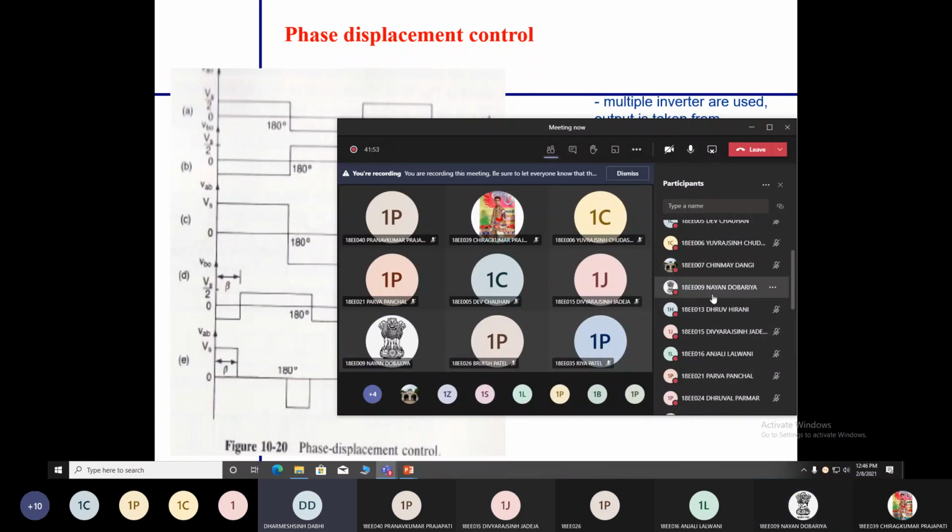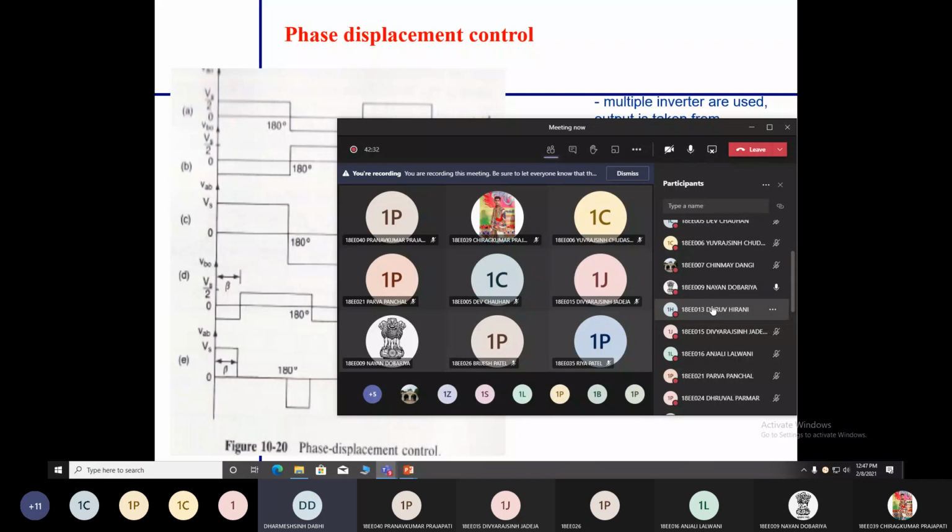Give me just the name of the technique which we use for the harmonic analysis. FFT. FFT analysis. Okay, very good. Now tell me in which method the harmonics are less. Particularly lower order harmonics are less. In which technique do lower order harmonics become less?